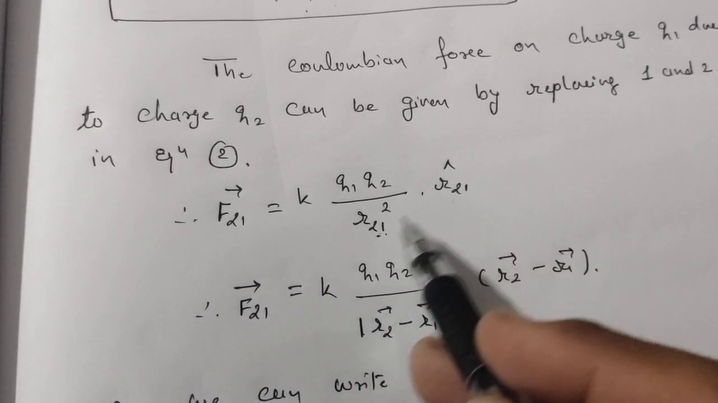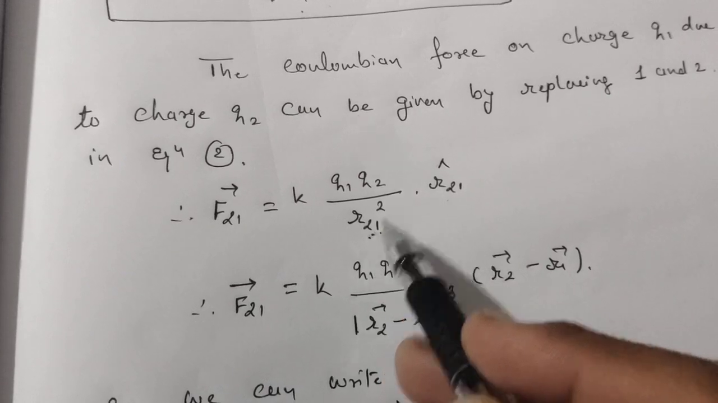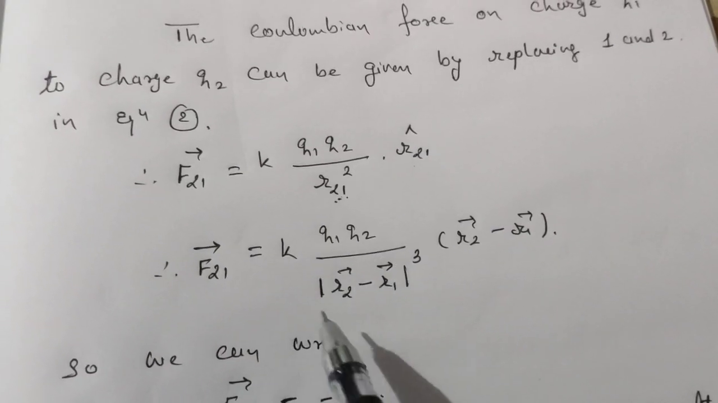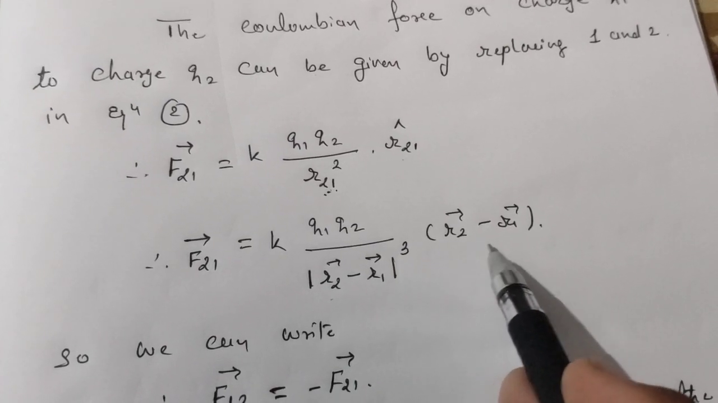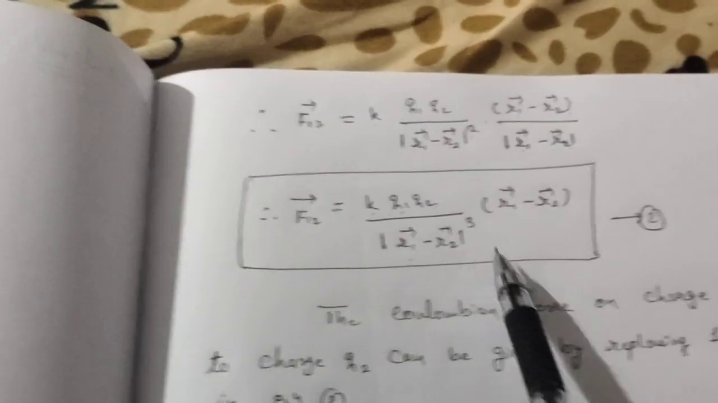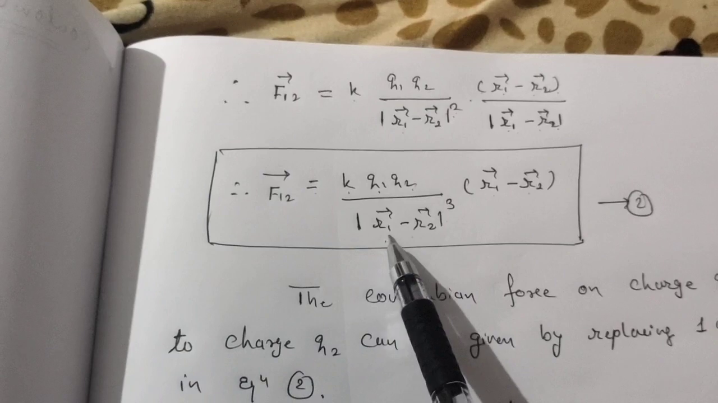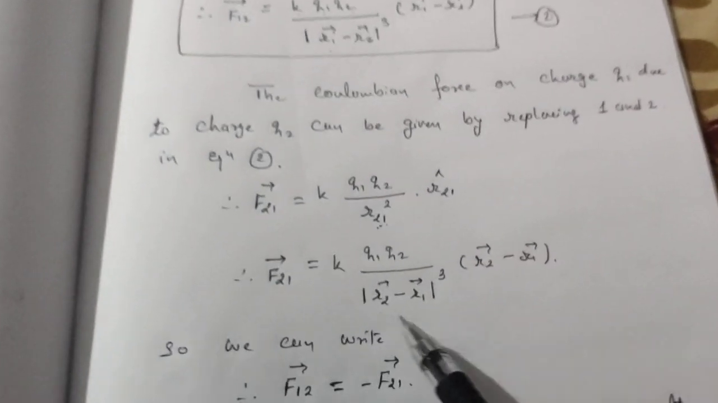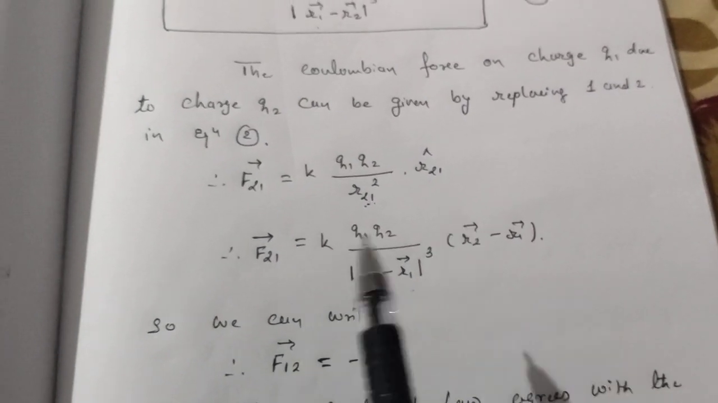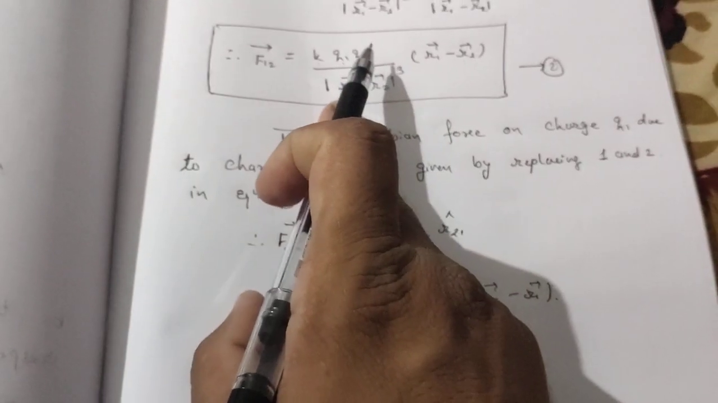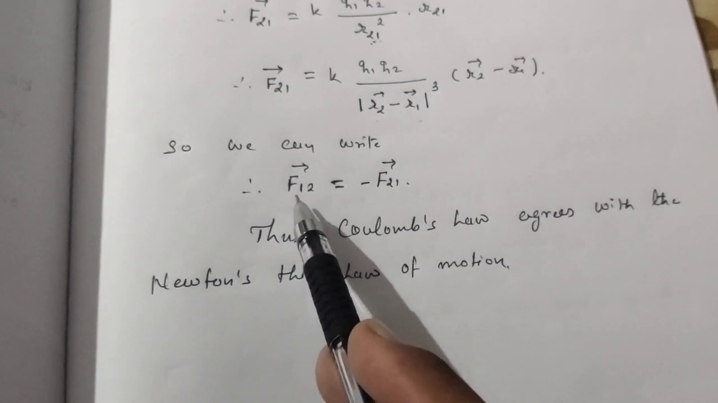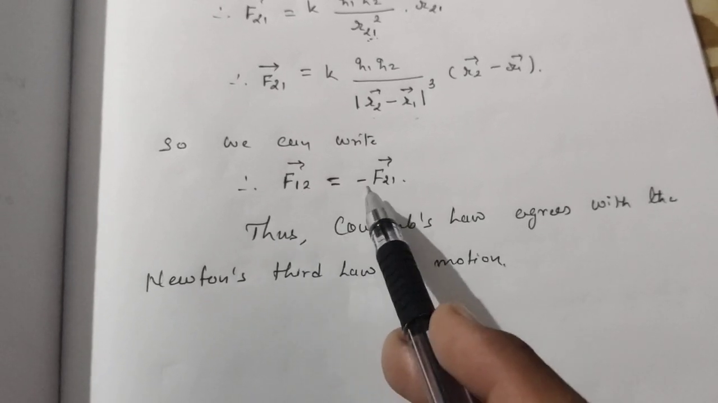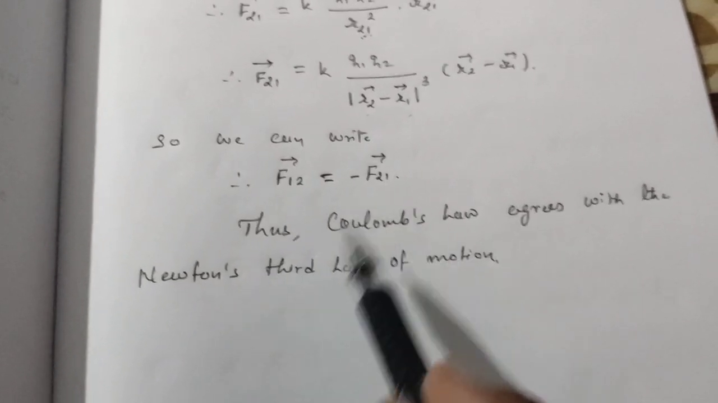By replacing the value of R12 square and R12, here we have K q1 q2 upon the magnitude of R2 minus R1 whole cube into R2 minus R1. You just see the previous equation. Over here we have 1 minus 2, and here we have 2 minus 1. So this is a simple difference, simply opposite to the first one. So here we can write that force F12 equal to minus force F21.